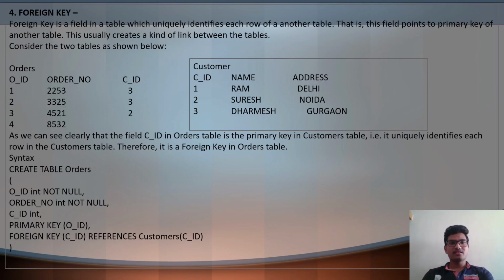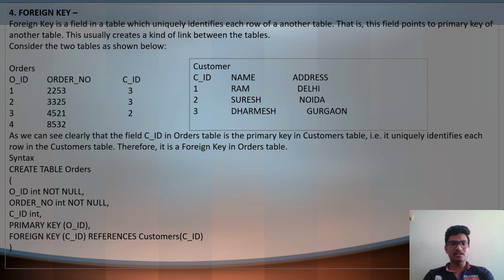Next is foreign key. Foreign key is a field in a table which uniquely identifies each row of another table. This field points to the primary key of another table. This usually creates a kind of link between the two tables. Consider the two tables given below, which are orders and customer. Order has order ID, order number, and customer ID. Customer has customer ID, name, and address.